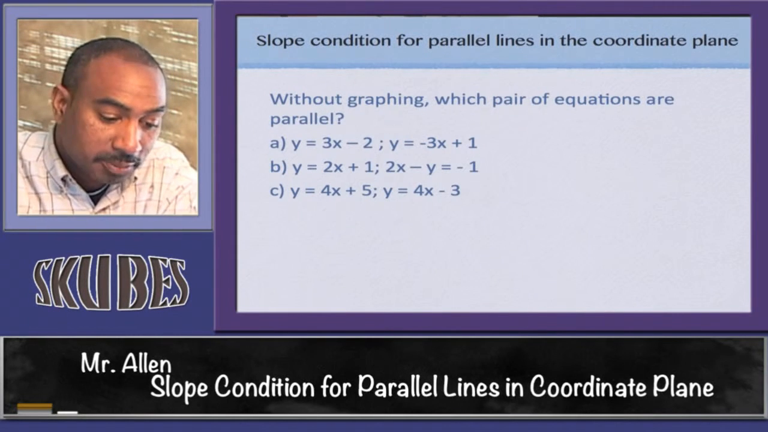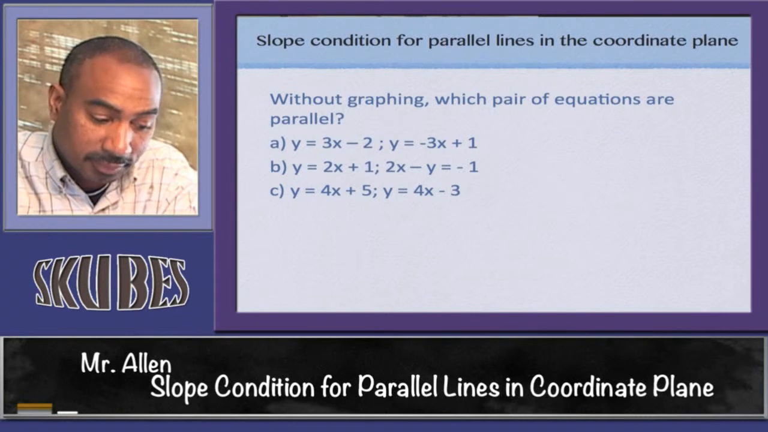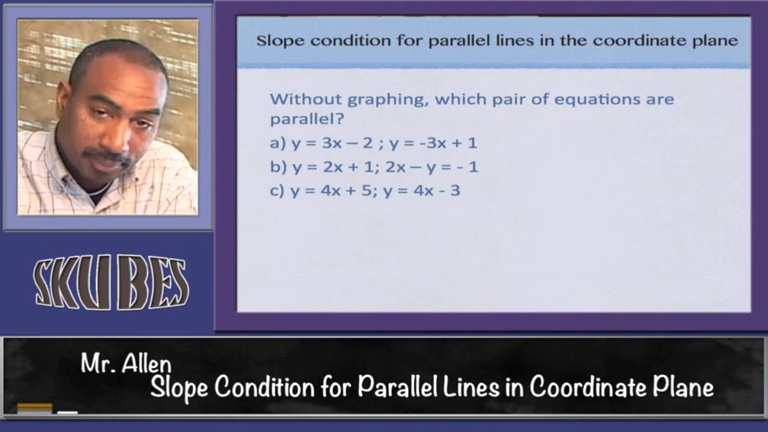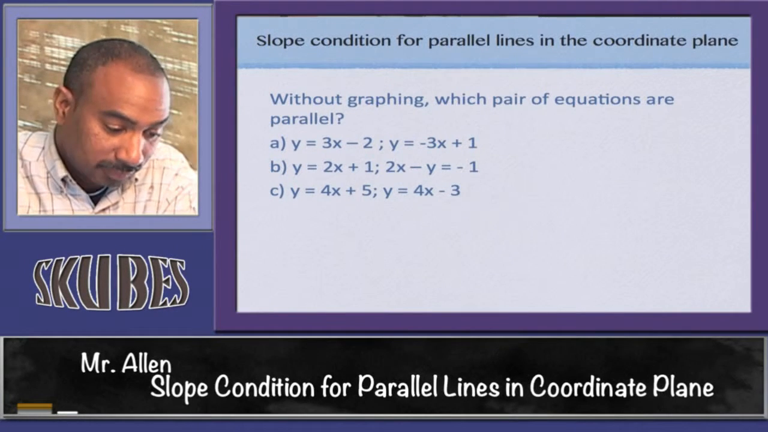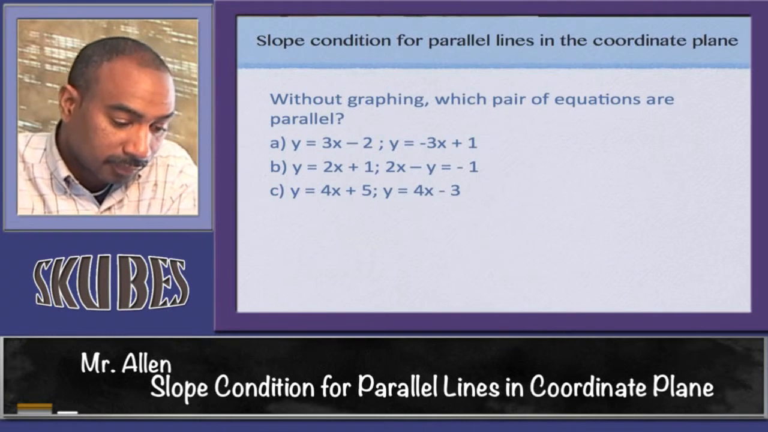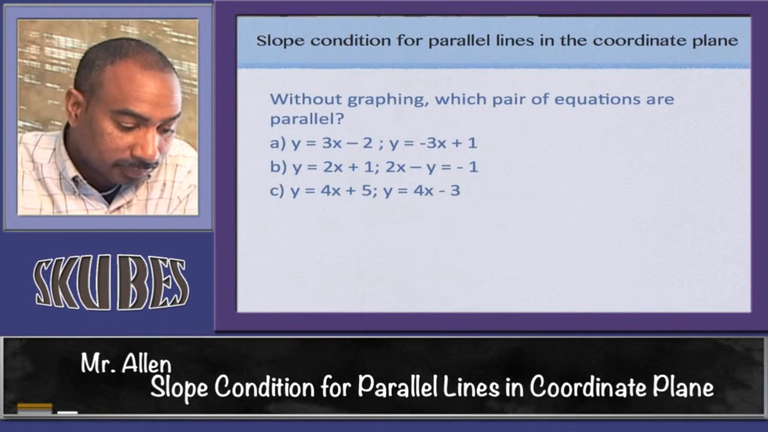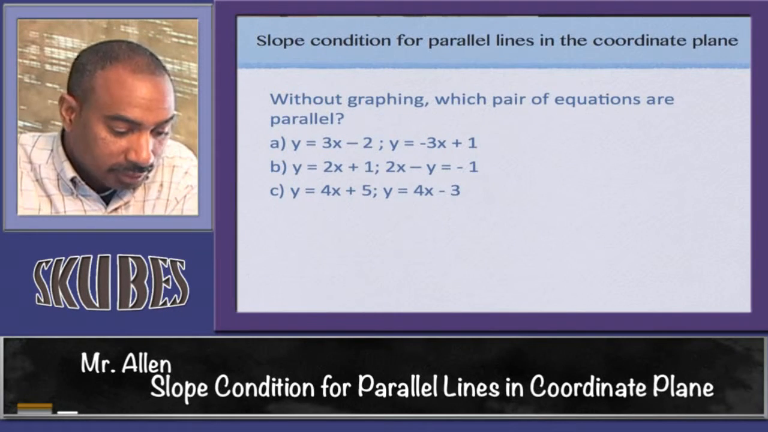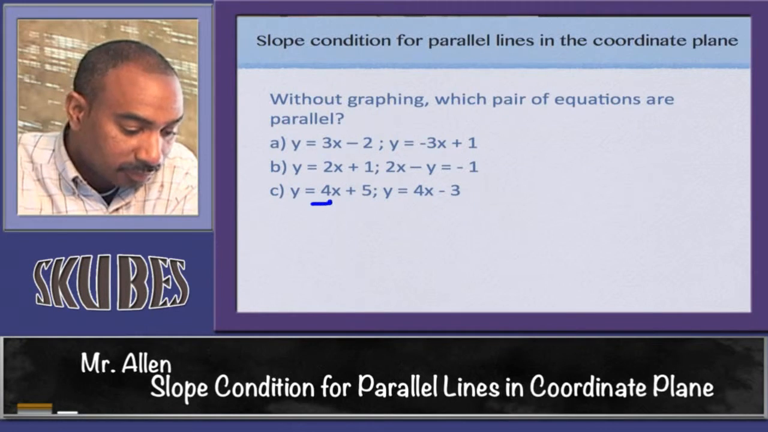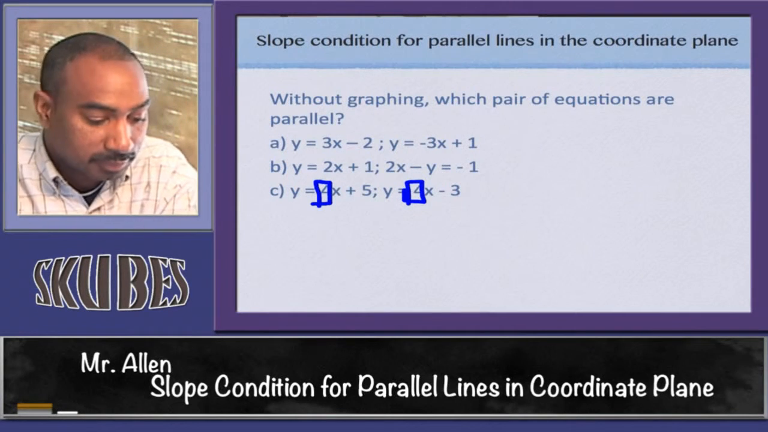Without graphing, which pair of equations are parallel? Is it A, B, or C? Well, if you look at it carefully, you would see that it has to be C because it has the same slope of 4 but different y-intercepts.